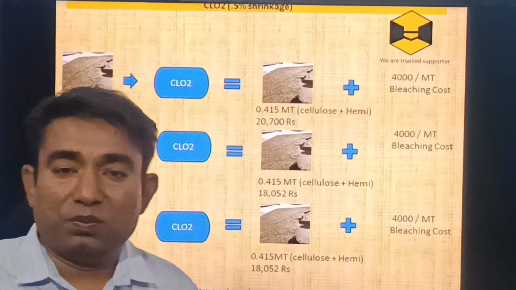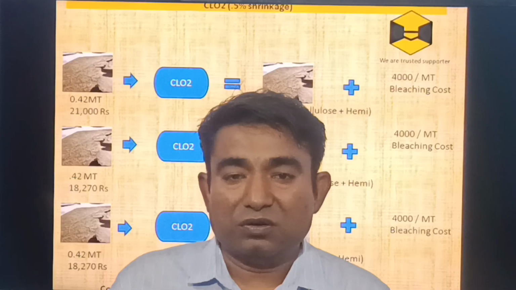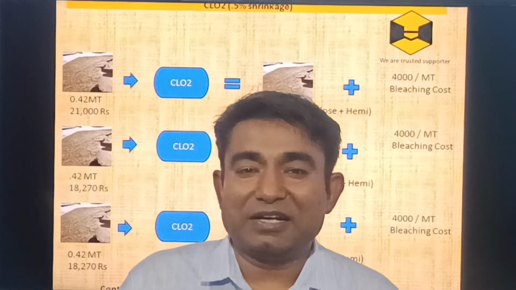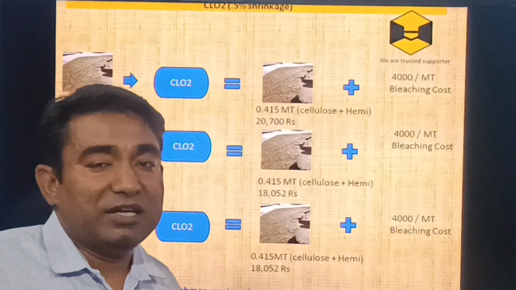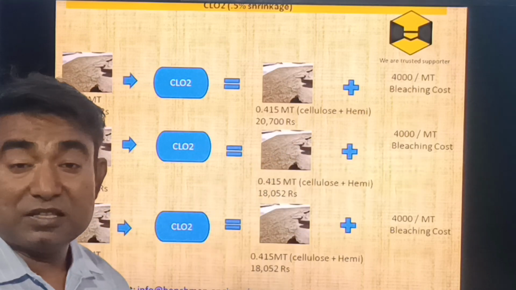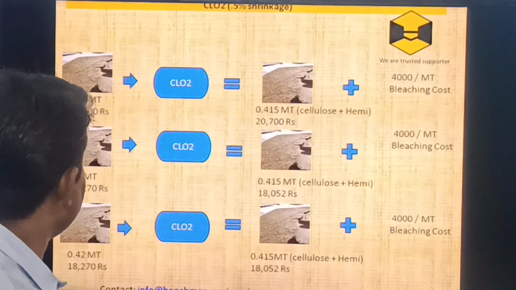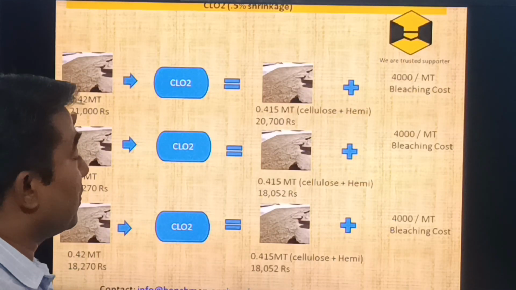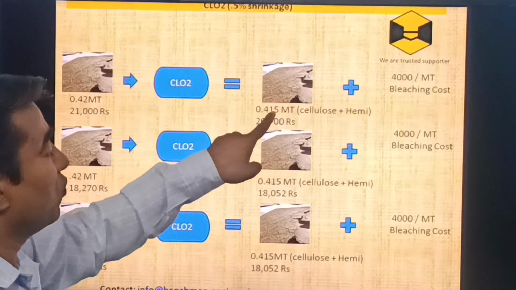So now let us understand the ClO2 bleaching. So ClO2 bleaching is a selective type of bleaching. So shrinkage of pulp is there, but it is almost negligible. So if you see, the bleaching cost is 4,000 rupees per metric ton, because the cost of preparing the ClO2 is the highest one. At the same time, if you see, the pulp has shrunk 0.4 to 0.415.